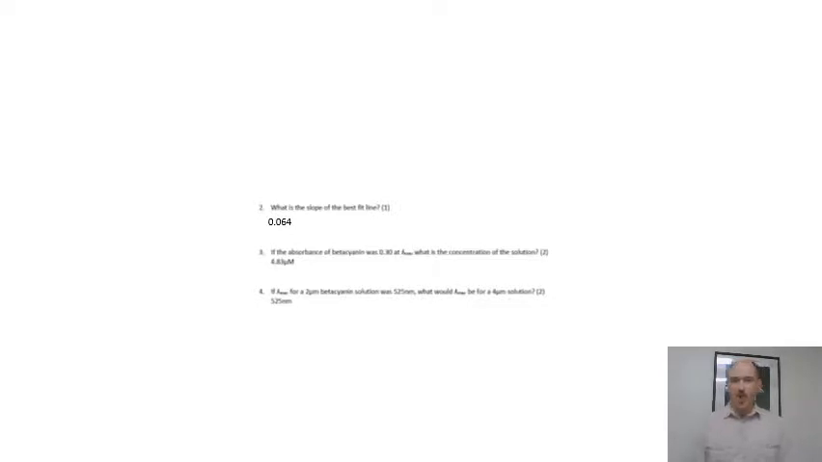Number 4, if a 2 molar beta-cyanine solution was 525 nanometers, if that's what lambda max was, what would lambda max be for a 4 micromolar solution? It would still be 525 nanometers. Lambda max does not change. Those peaks stay the same. They go up and down depending on concentration, but they don't shift left to right. If you were in lab and you did it, you probably know that if you paid attention. Lambda max does not shift. Absorbance changes. Lambda max does not. Lambda max is which wavelength is most absorbed. In the case of beta-cyanine, it was green, right around 525 to 535 nanometers.